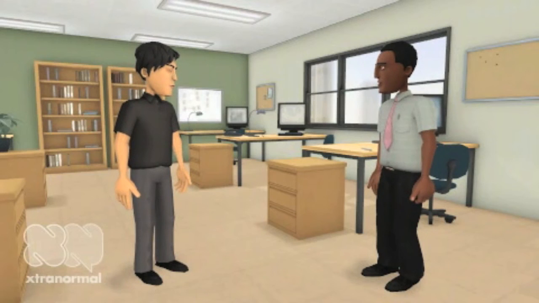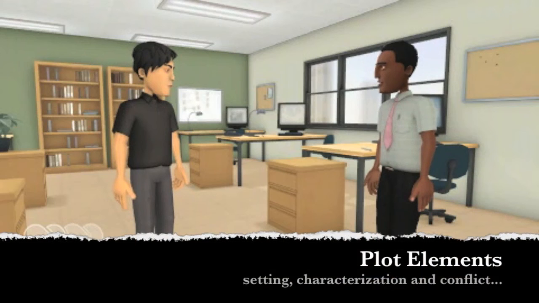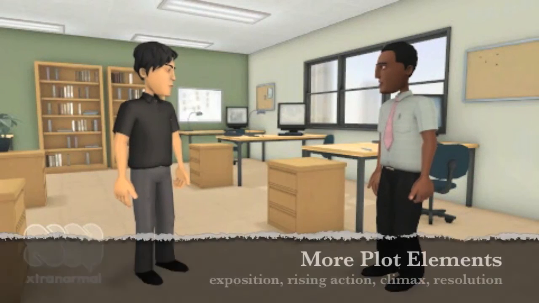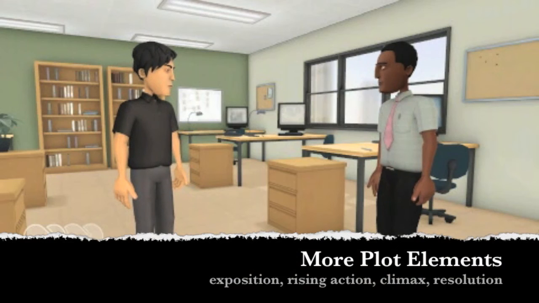Other than that, the other things that come up in drama are all things you've learned already. Things like plot, setting, characterization, exposition, rising action, climax, and resolution or falling action.